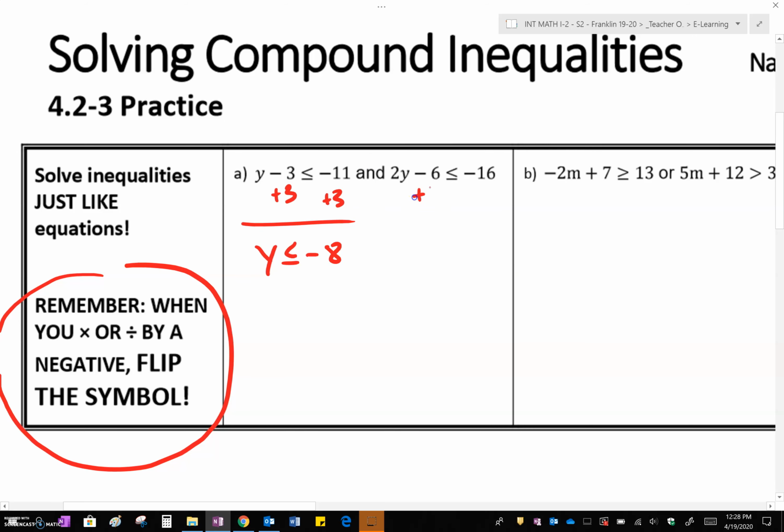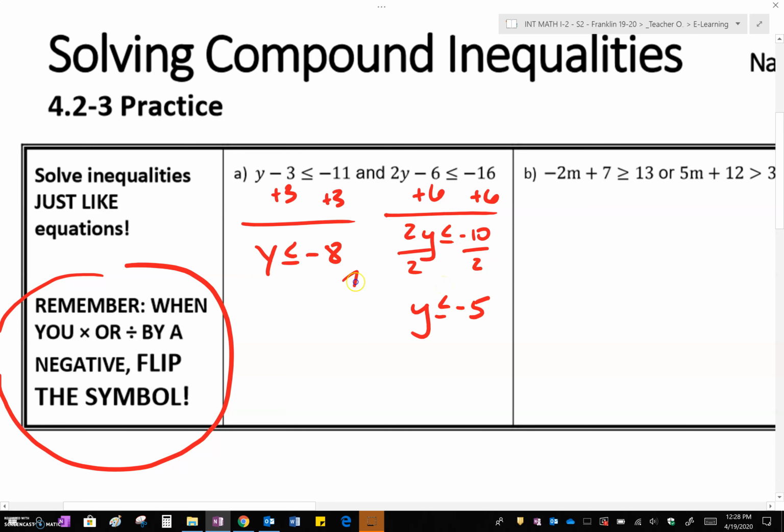Second one, we're going to add 6. So we got 2y is less than or equal to negative 10. Divide by 2, and y is less than or equal to negative 5. Notice we don't need to flip the symbol because we didn't divide by a negative. Our answer is negative, but this 2 is a positive, so you leave the symbol the way it is.